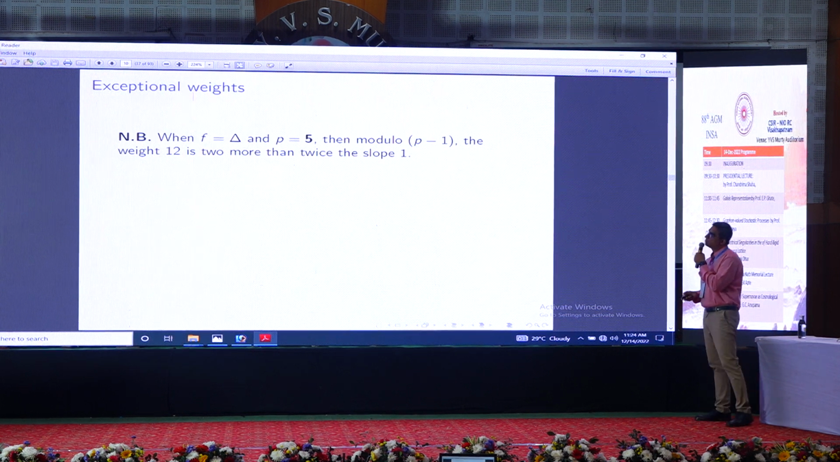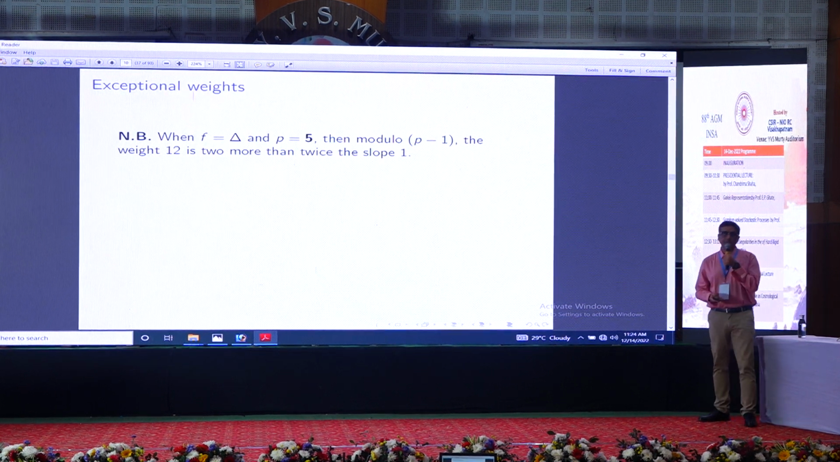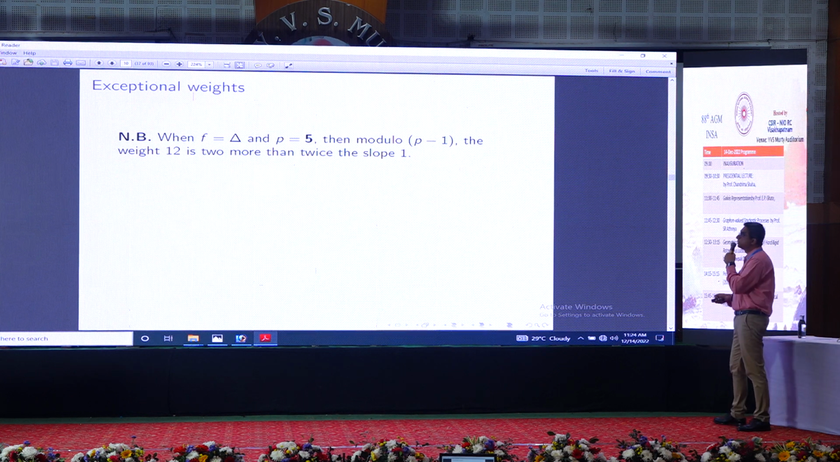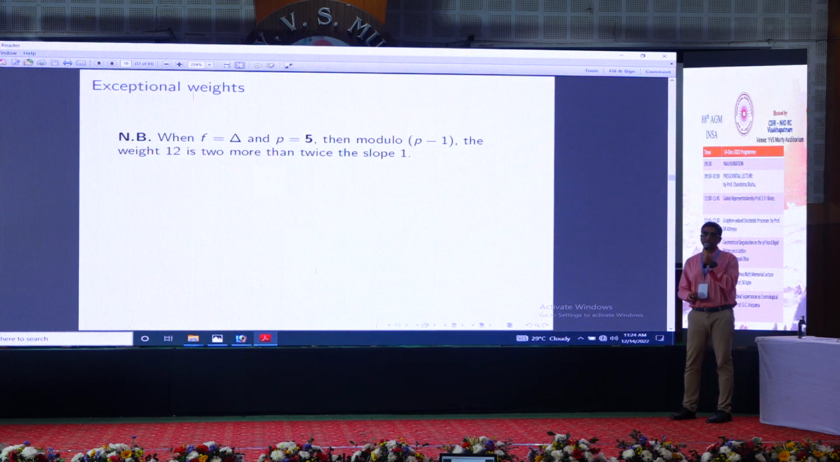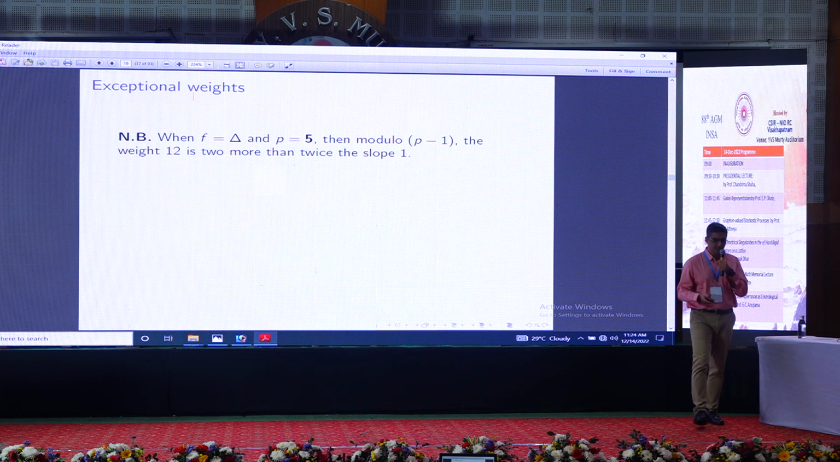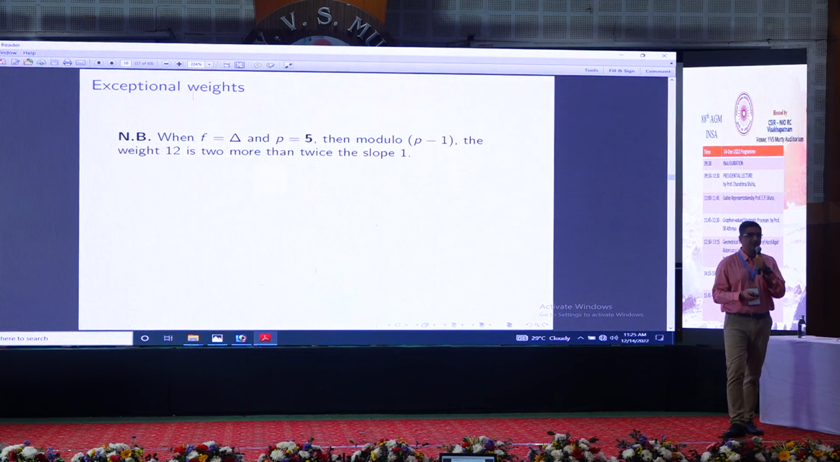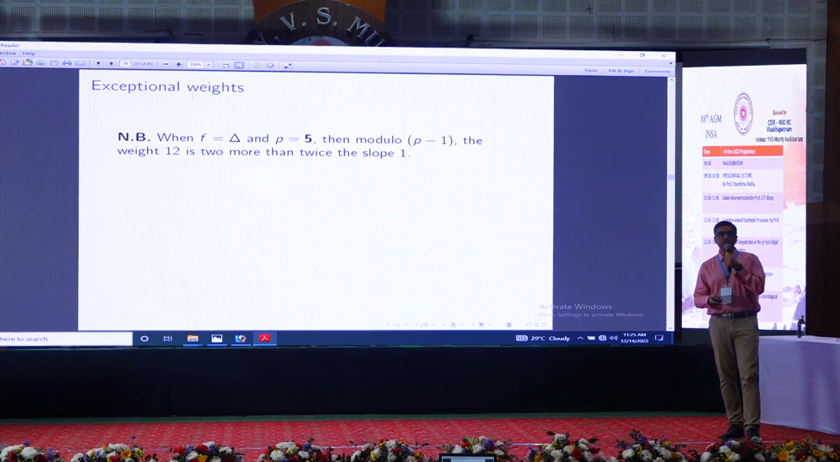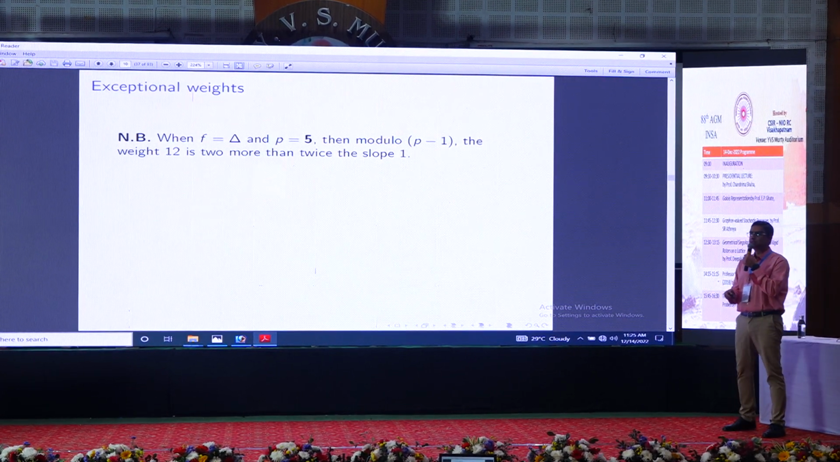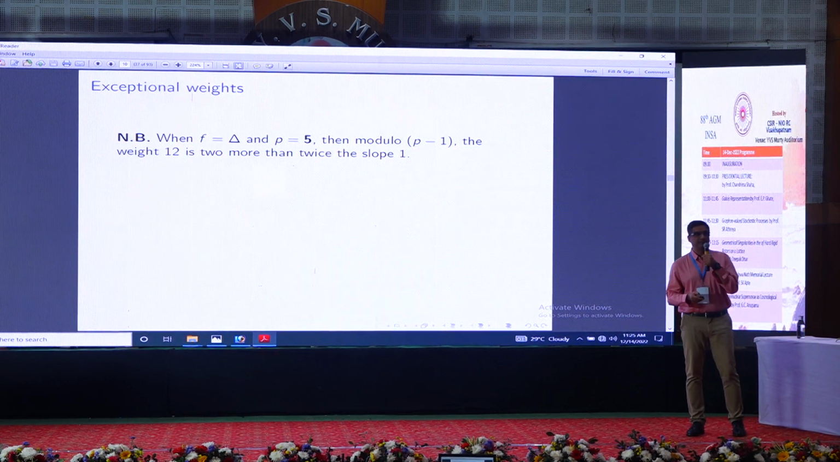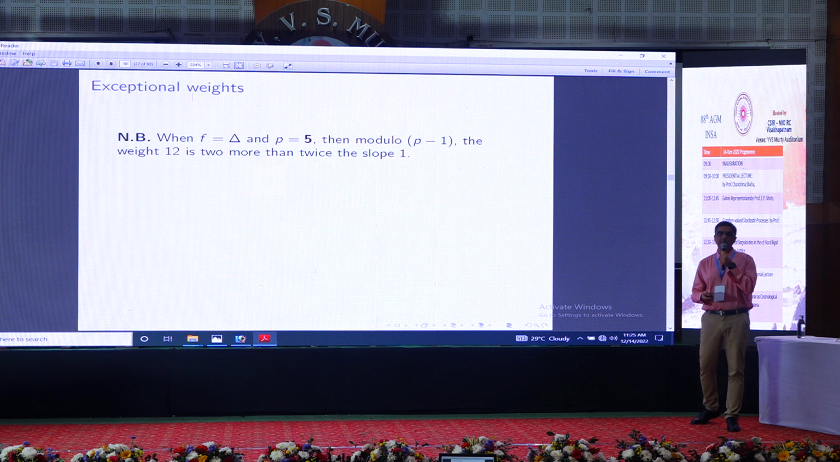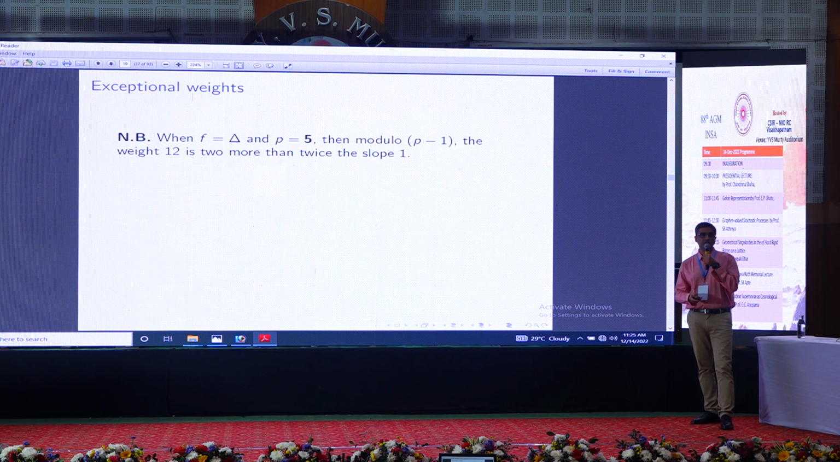Okay, so what do I want to do today? I want to go back to this running example. So if you look at the delta function and P equals 5, then notice something, a nice congruence. So the weight is 12, and 12 turns out to be, this looks like a very strange thing to say, but it's important for the talk. 12 is 2 more than twice the slope modulo P minus 1. So what is twice the slope? Twice the slope was 2. 2 more than that is 4. So 12 minus 4, which is 8, is divisible by P minus 1. In this case, P is 5, so that's true.